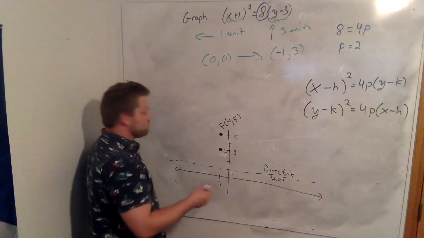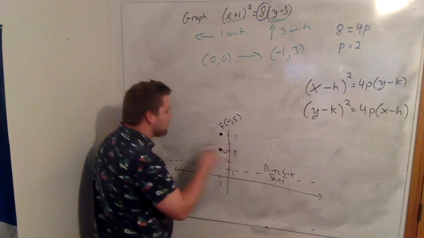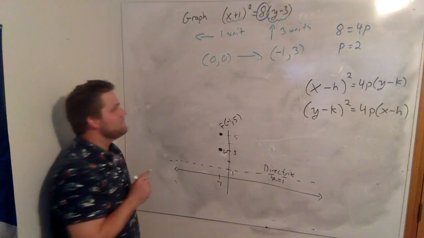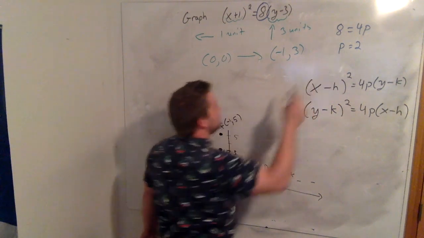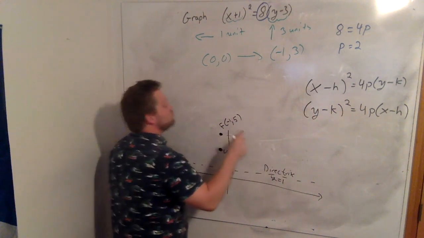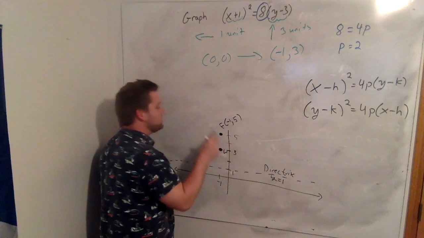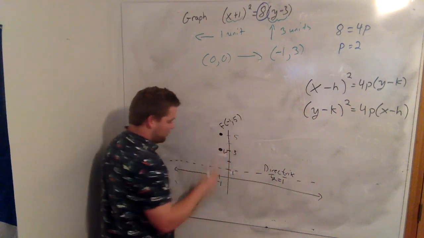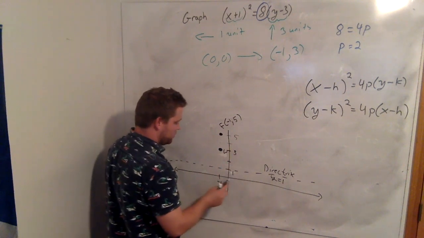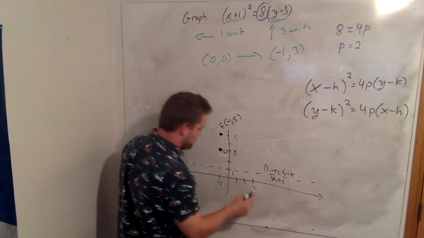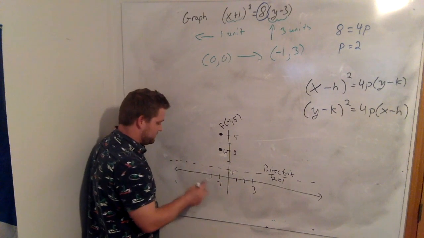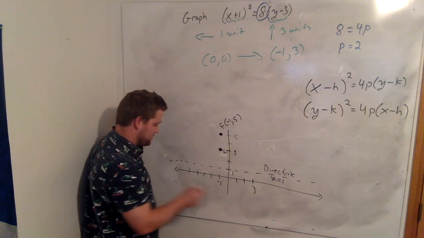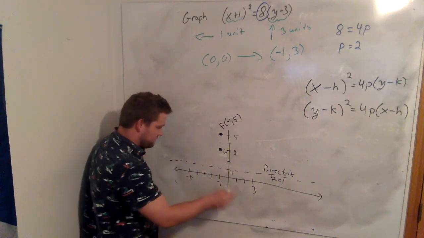Okay, now let's mark the endpoints of our focal diameter. P is 2, so I want to go 2p to the right of the focus and 2p to the left of the focus. 2p will be 4, so we need to go 4 units to the right. 1, 2, 3, 4. 4 units to the left. 2, 3, 4. So this will be at -5 and 3.